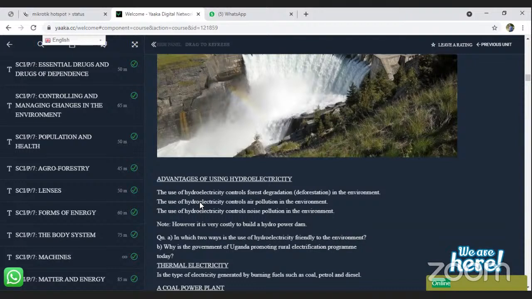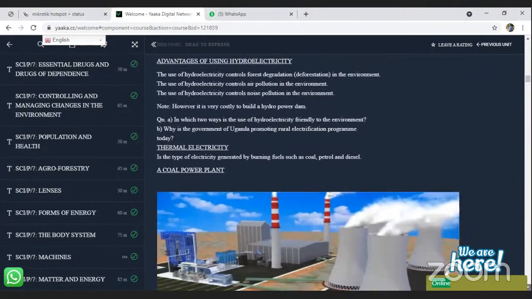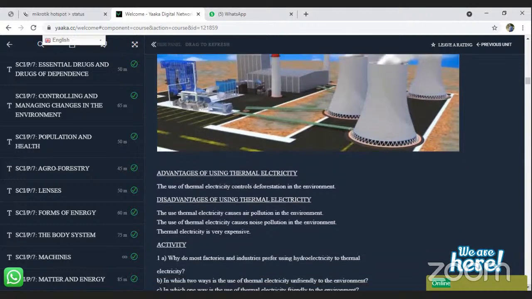So as simple as that. You can just say to prevent. Why? You're giving the reason, and the reason will always start with to, or in order to prevent environmental degradation. You can even say to prevent air pollution in the environment. Very correct. To control noise pollution in the environment. And so many other forms. You can even say to provide smart energy to the people. As simple as that.